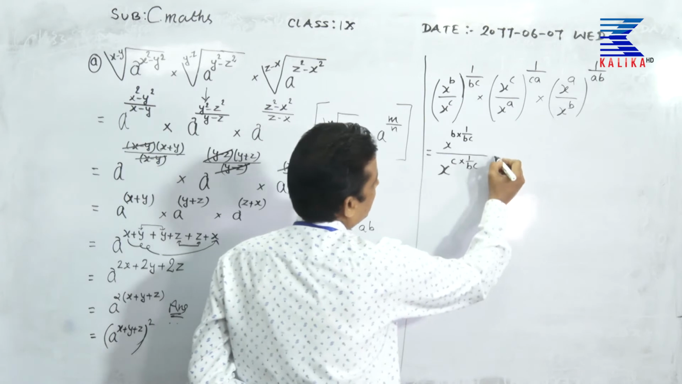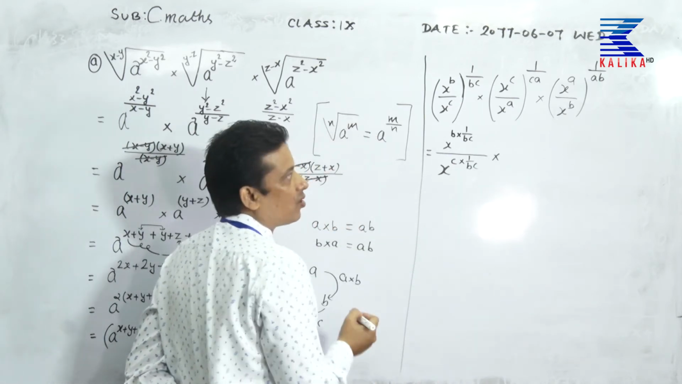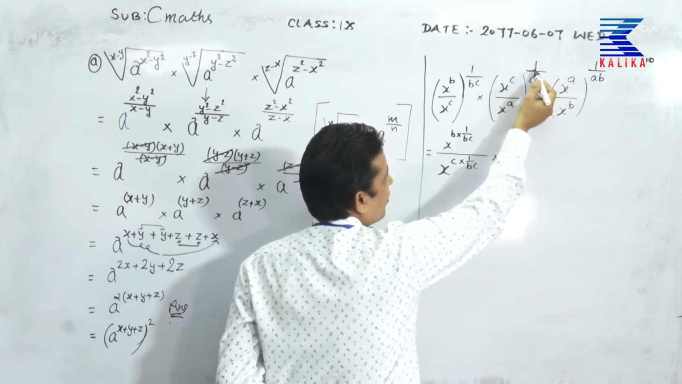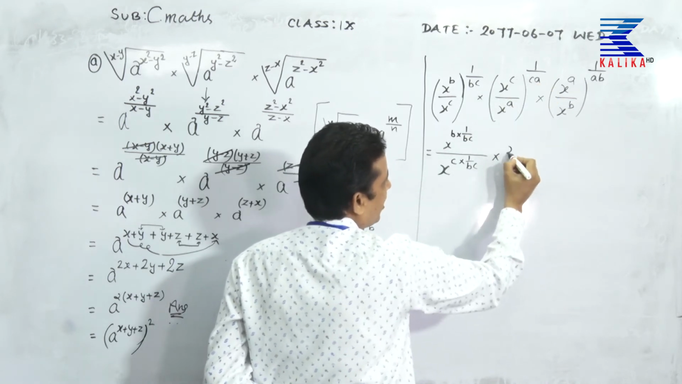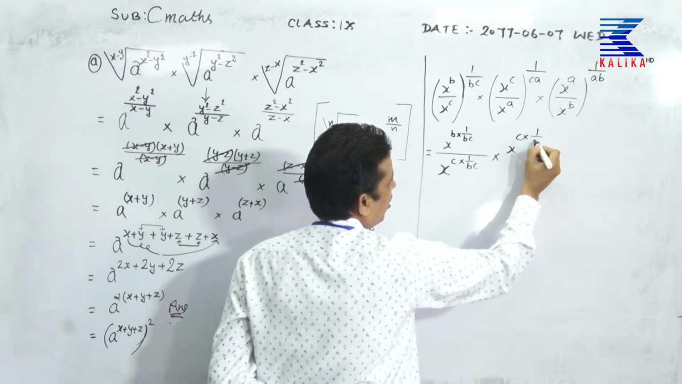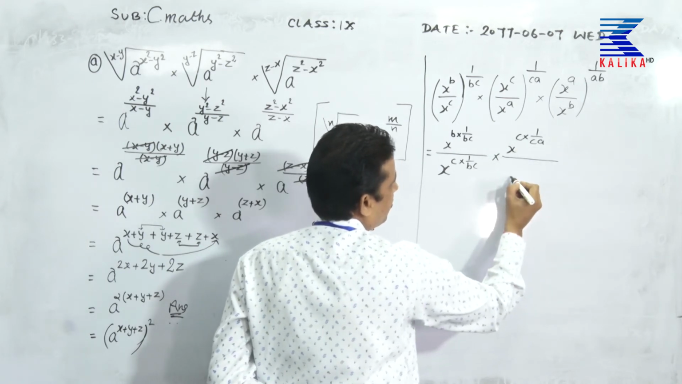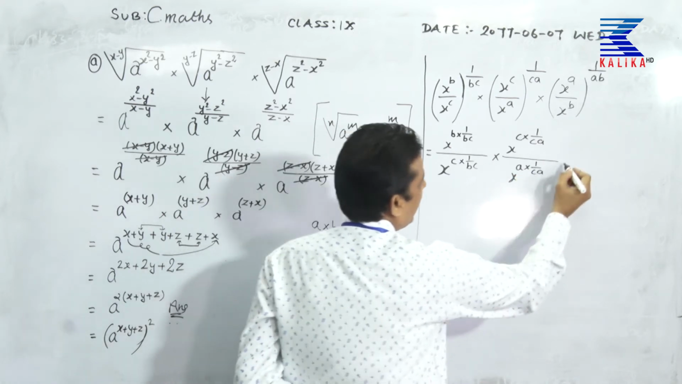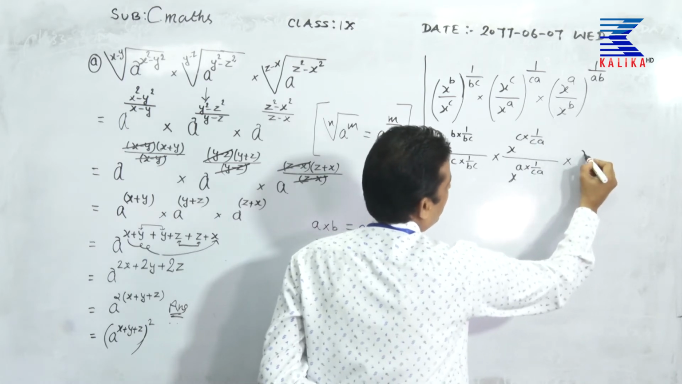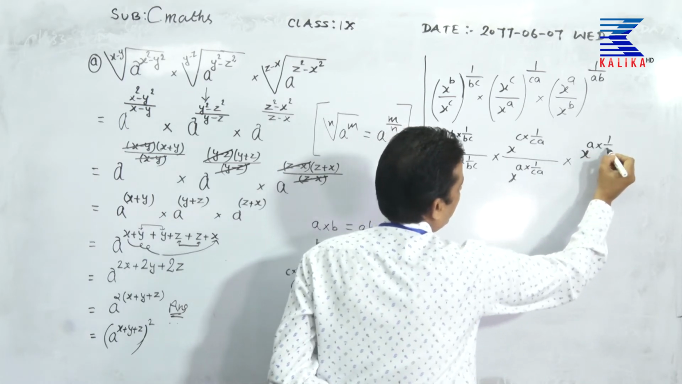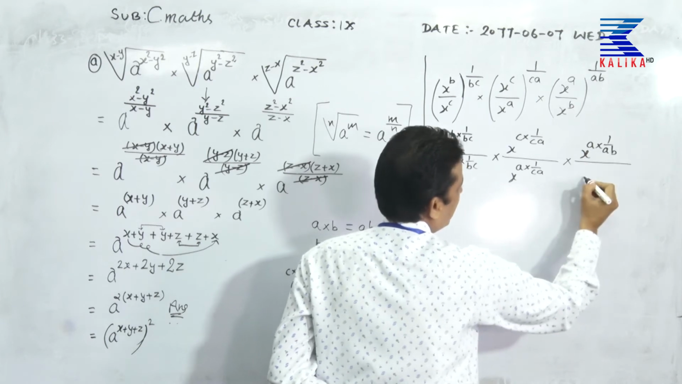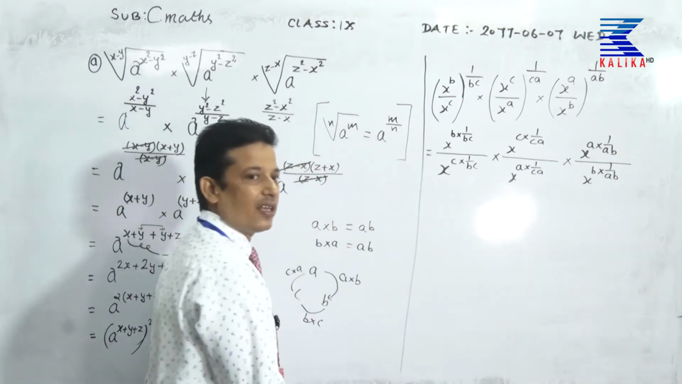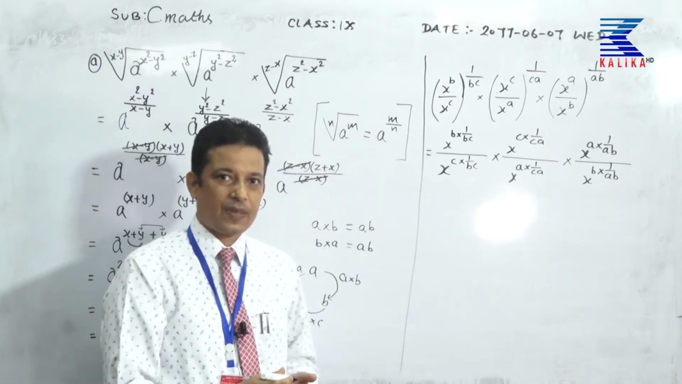And next, similarly, I hope you can also follow the process: x to the power c whole to the power 1 by CA. These two powers should be multiplied, c into 1 by CA. Similarly, in the denominator, x to the power a into 1 by CA, and the next term x to the power a into 1 by AB divided by x to the power b into 1 by AB. This way we need to multiply the powers.